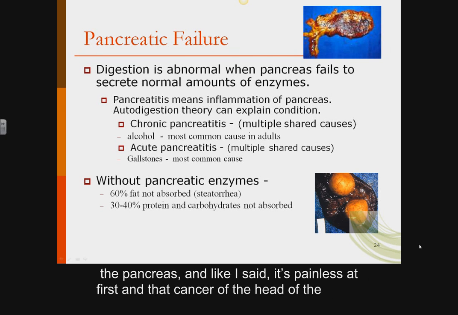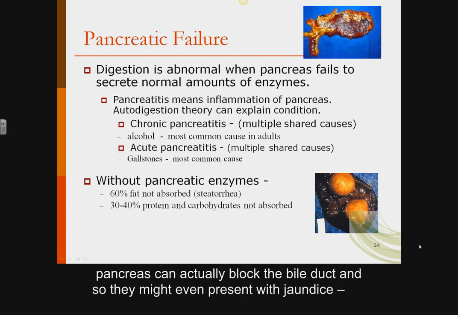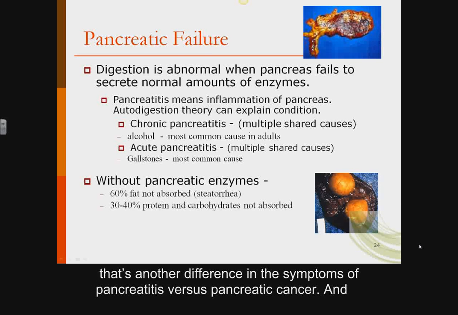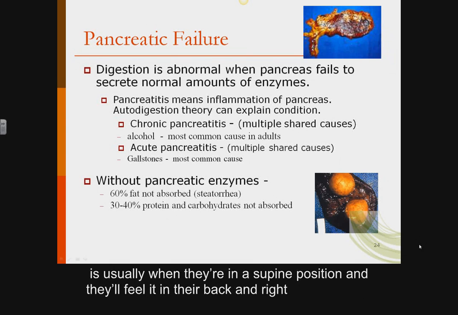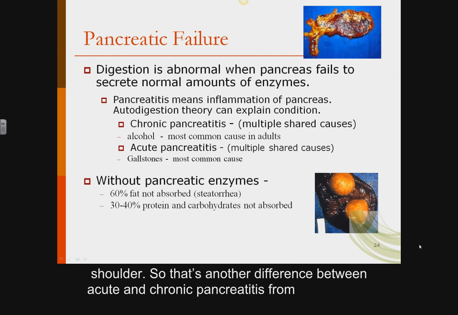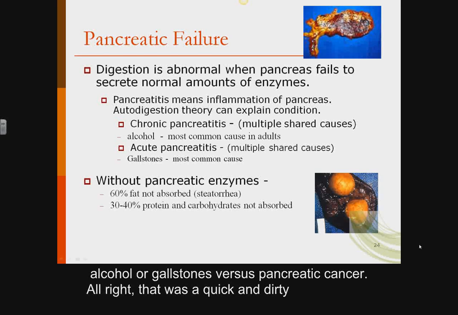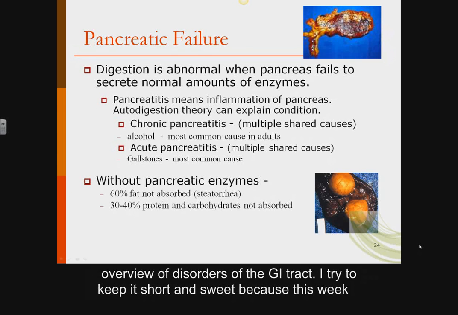Pancreatic cancer usually occurs in the head of the pancreas, and like I said, it's painless at first, and that cancer of the head of the pancreas can actually block the bile duct, and so they might even present with jaundice. That's another difference in the symptoms of pancreatitis versus pancreatic cancer. With pancreatic cancer, usually once it's diagnosed and the pain starts to set in, the pain is usually when they're in a supine position, and they'll feel it in their back and right shoulder. So that's another difference between acute and chronic pancreatitis from alcohol or gallstones versus pancreatic cancer.